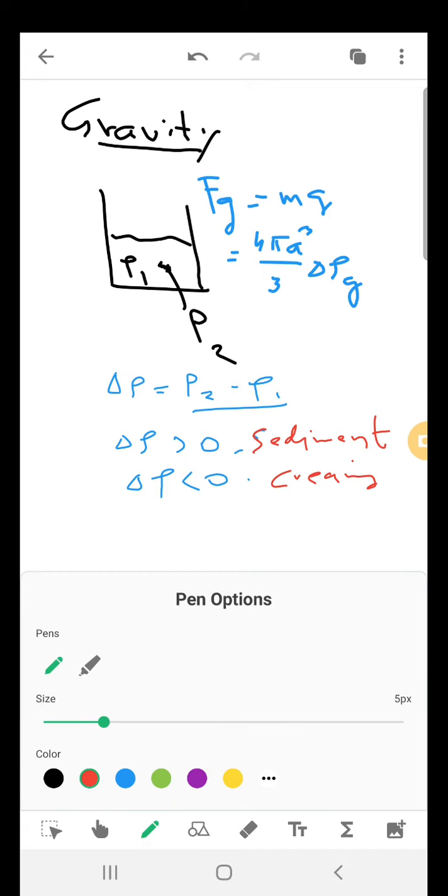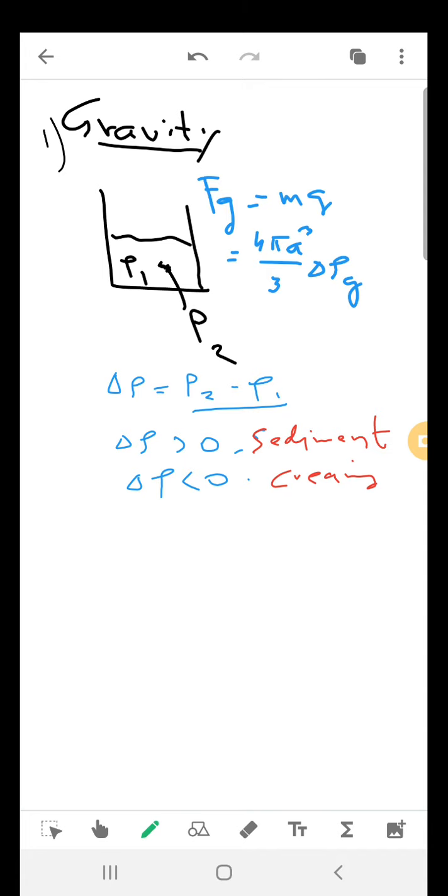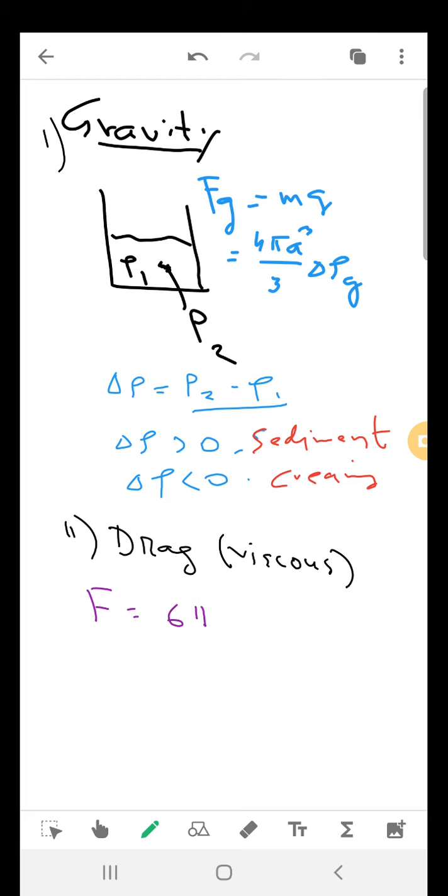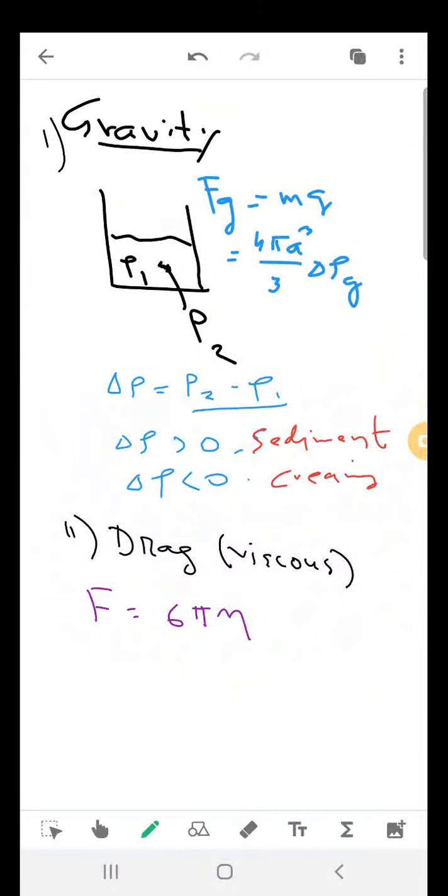The next force, so this is number 1. The next force that acts on the colloidal particles is the drag, and basically we are talking about the viscous force. So you know the formula that viscous force F is equal to 6 pi eta, which is the viscosity, into a v. a is the particle size and v is the velocity with which it is moving.